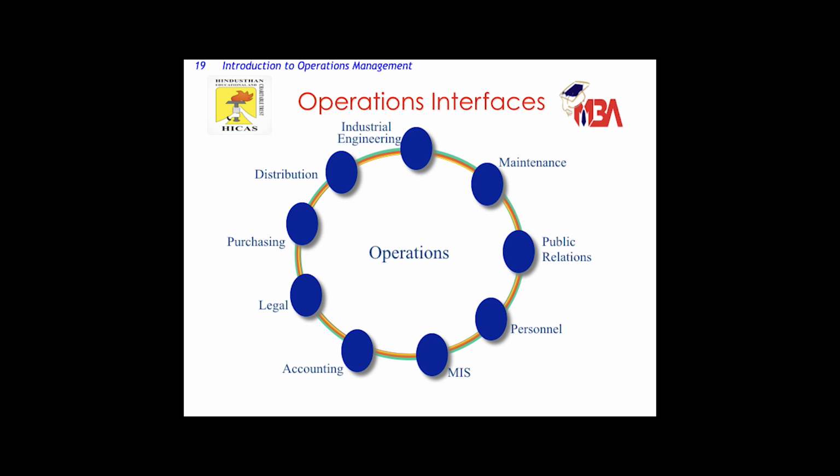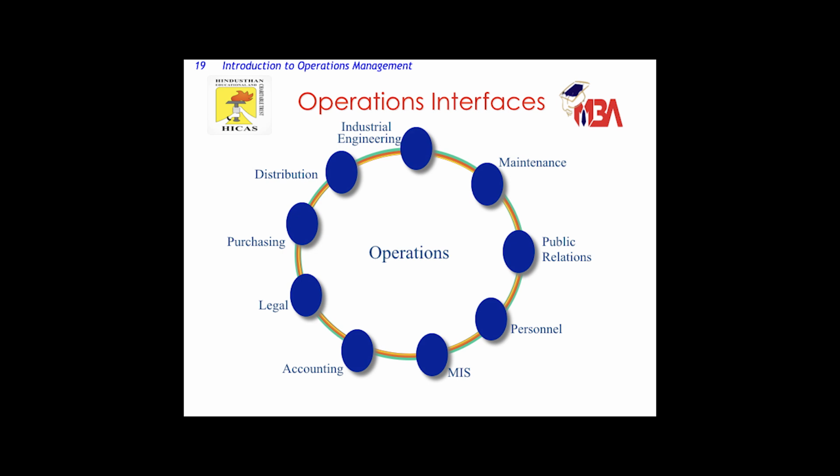See, we know operations is the process of converting various inputs to the required outputs as defined by the management. In doing so, they are associated with a lot of other people. When you want raw materials, you have to buy. That is where purchasing comes in. When you want to establish a factory, you have to get all the legal clearances. So that is where legal interaction comes in. When you are having any employee problem, legal issues come in.